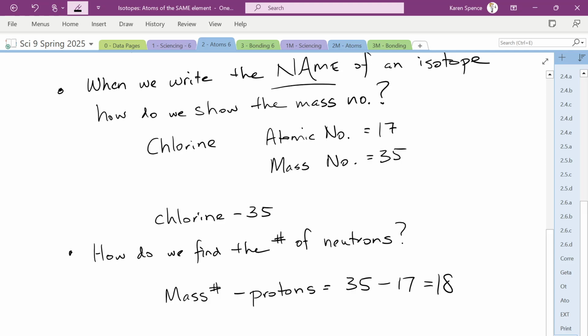Now, by the way, if anyone at the end of this would like a printout of these notes, I can make that for you. Okay, so if you're like, this is too much for me to copy down, I can make a printout for you.